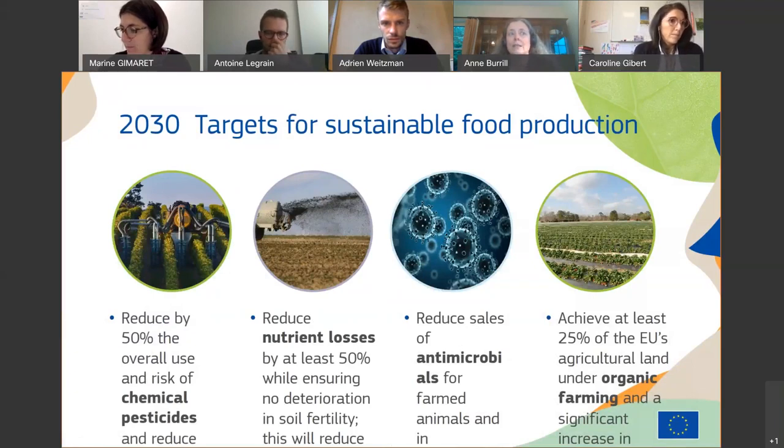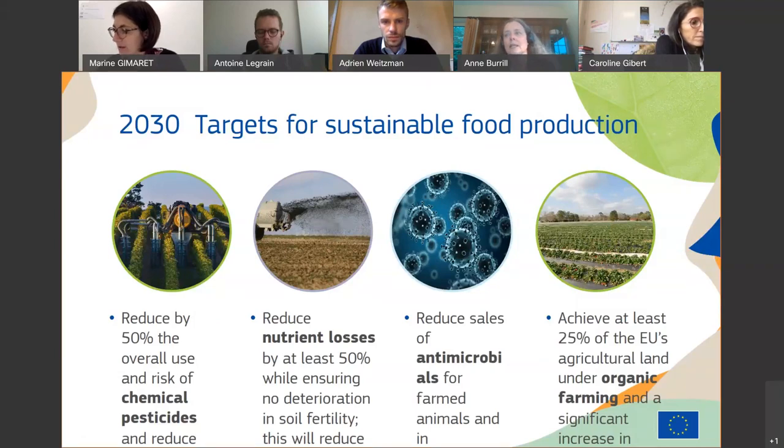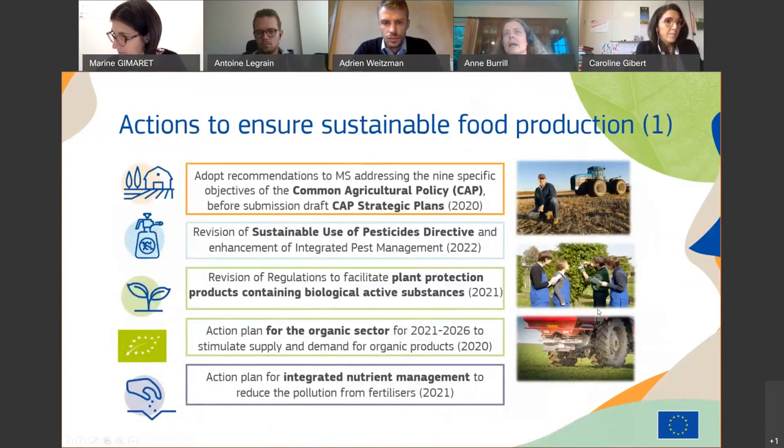So looking at the use and risk of chemical pesticides, looking at better management of nutrients so that they do their job without also causing negative impacts on the environment, on water, on human health. Trying to reduce the sales and use of antimicrobial agents, and indeed also to try to increase the amount of land under organic farming. On that target, I would just mention we're fully aware that organic farming is not the only type of agro-environmental production, but it's one where we have a clear definition, so that's why we set the target there.